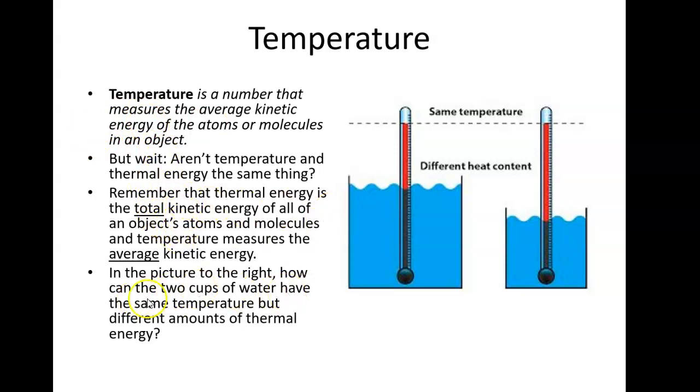So in the picture to the right, how can the 2 cups of water have the same temperature but different amounts of thermal energy? Okay, if they have the same temperature, by definition, they have the same average kinetic energy in their molecules. So how is it possible that this one has more thermal energy? Well, if you look at the definition of thermal energy, it's a very simple question. This one has more thermal energy because it has more atoms, right? Or in this case, it has more water molecules, but it has more atoms, and that's why it has more thermal energy. Okay, so temperature, thermal energy are kind of related concepts, but they're not the same thing.